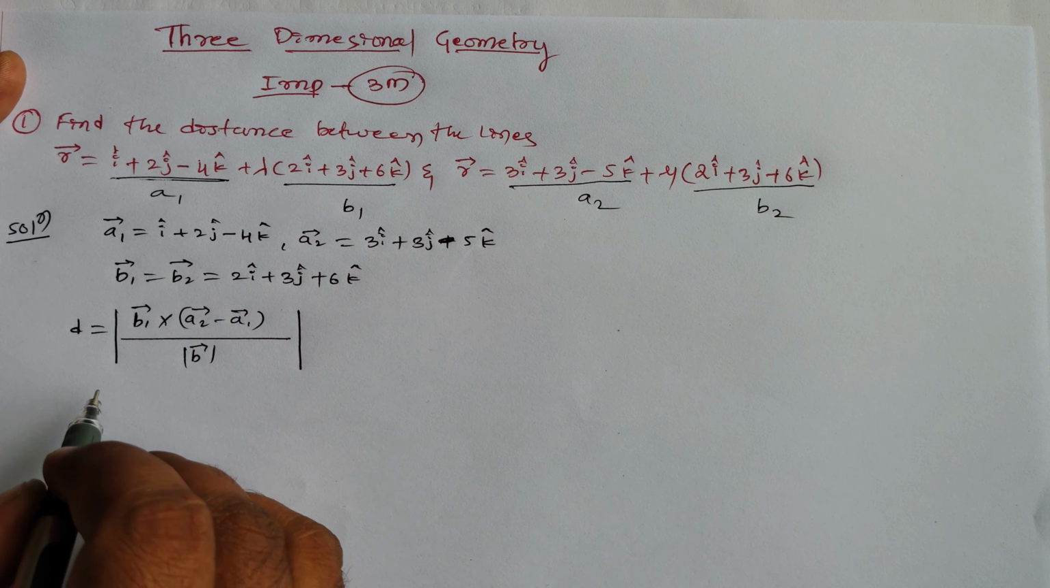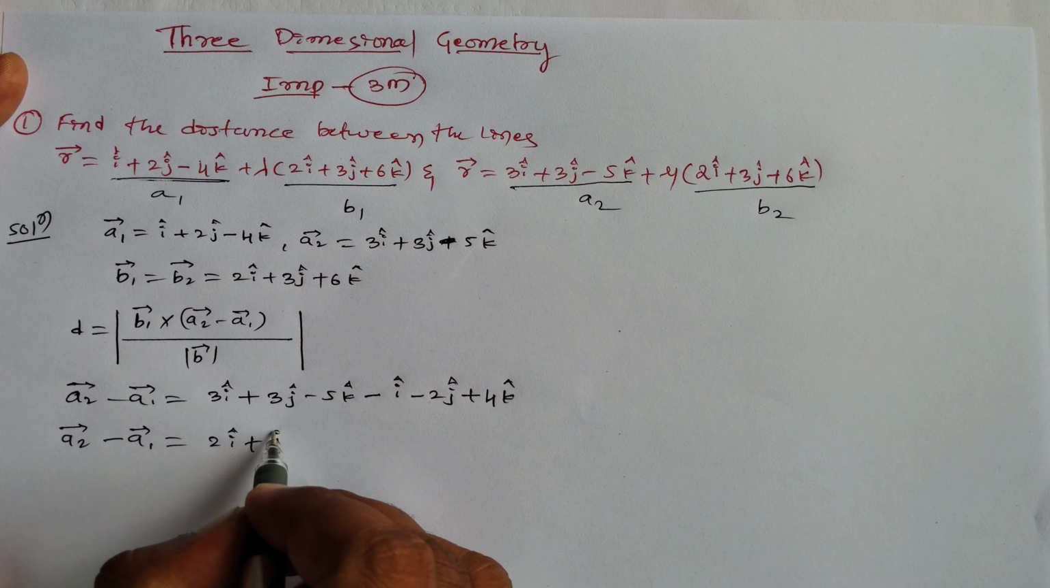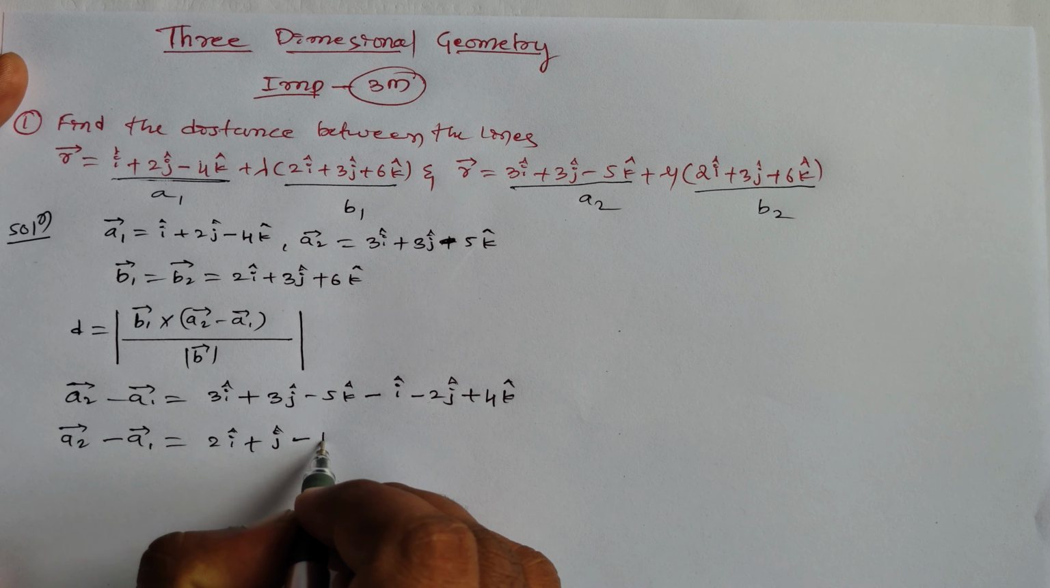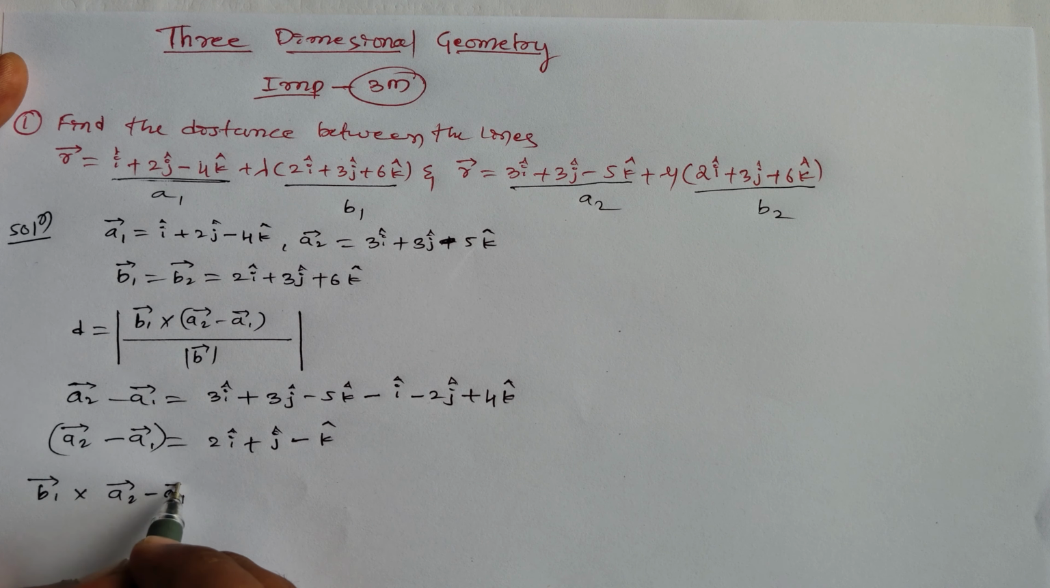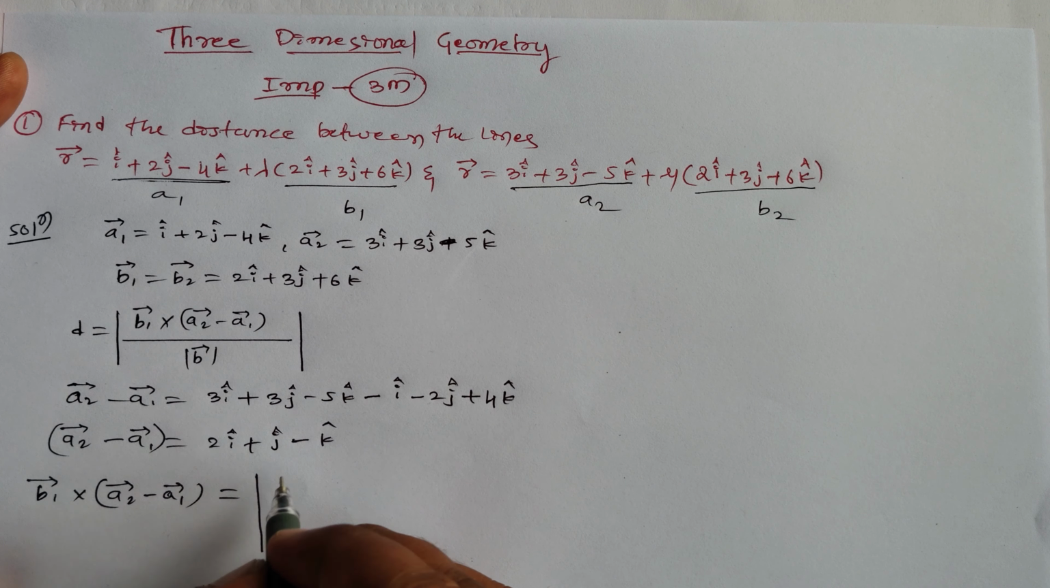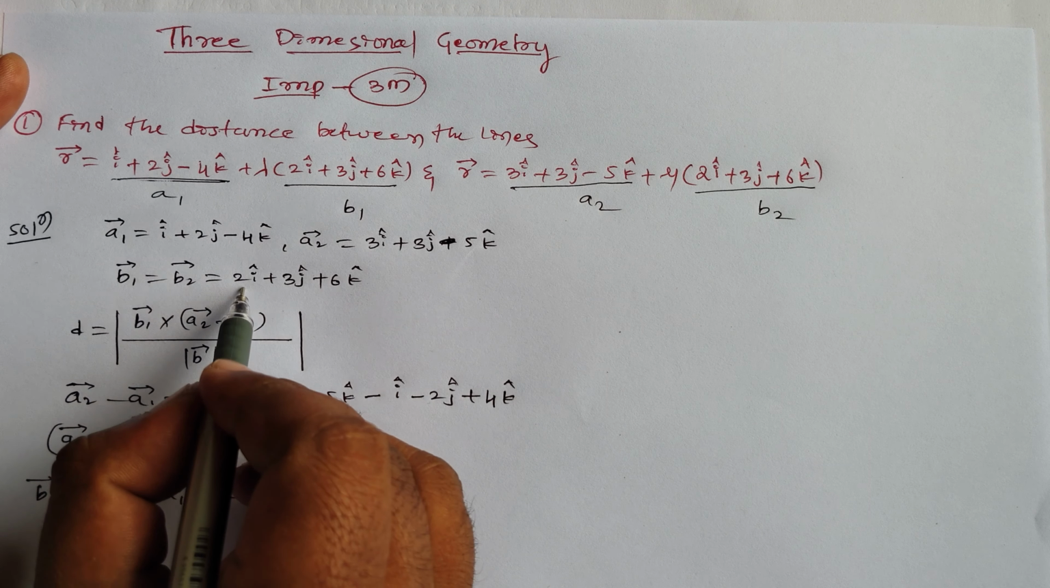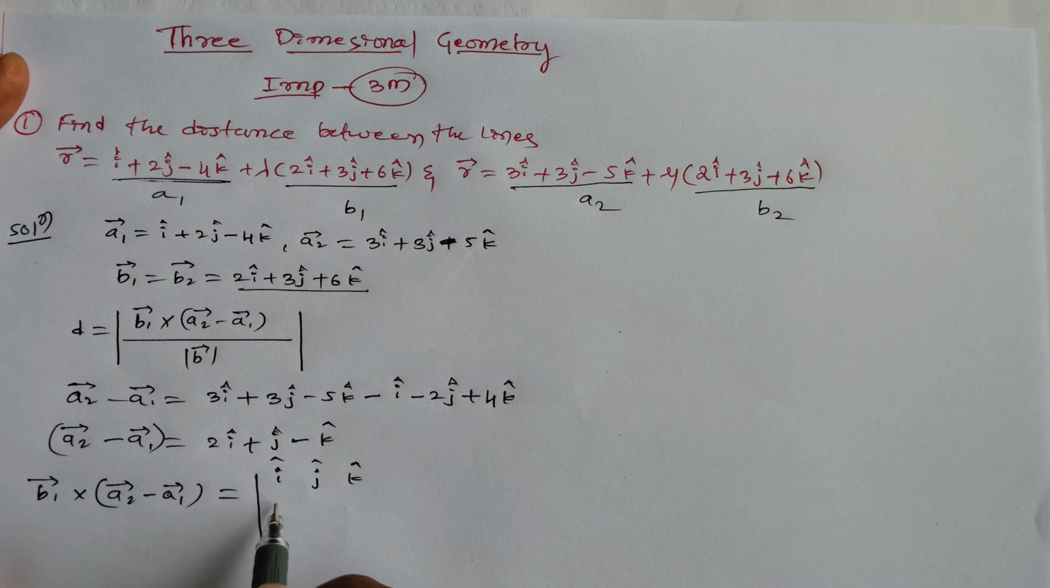a2 minus a1 is equal to: 3i minus i becomes 2i, 3j minus 2j becomes j, minus 5k plus 4k becomes minus k. Okay, a2 minus a1. So b1 vector cross a2 minus a1 vector equals the determinant of i, j, k. Write the coefficients: b1 vector coefficients are 2, 3, 6, and here 2, 1, minus 1.